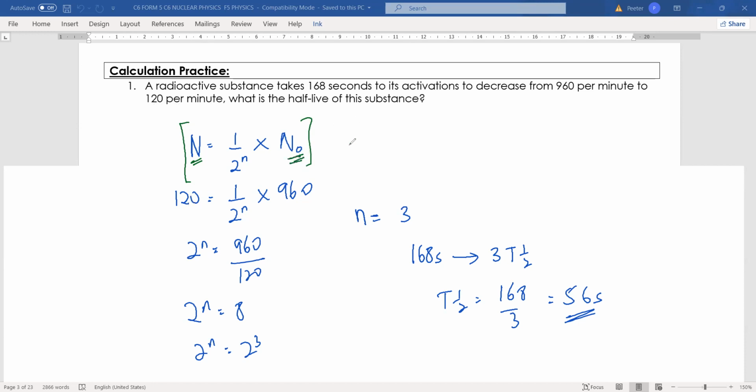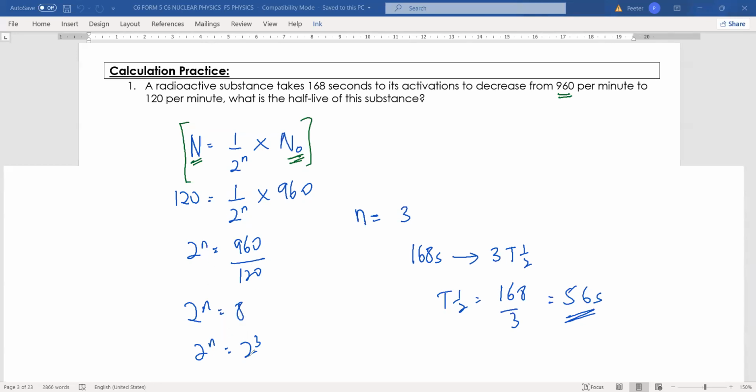Initial amount was 960 counts per minute, and 1 over 2 to the power of n, where n represents the number of times the half-life occurred. So if I follow 120 equals 1 over 2 to the power of n times 960, I bring the 2 to the power of n up, and 120 goes down. So 960 divided by 120 is 8. So 2 to the power of n is equal to 8.